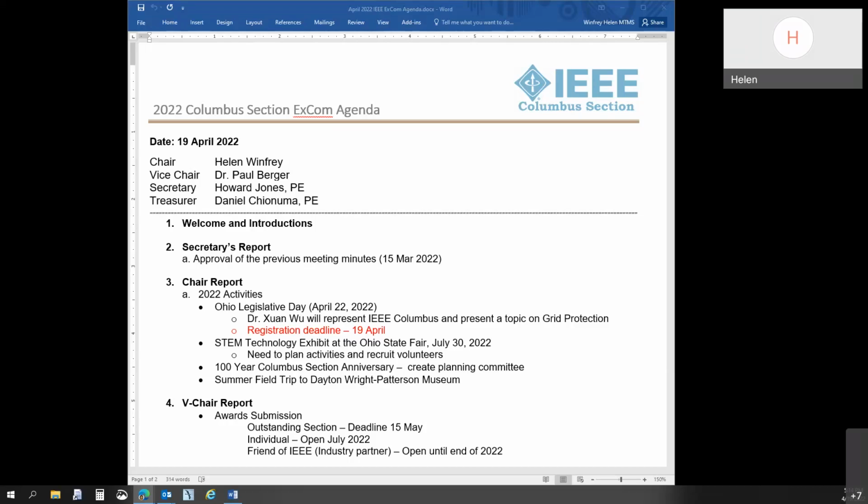But probably what we need to do is make sure that they're aware of some of these events early on so they can utilize them. I definitely don't want the section to be spending a lot of money for just a small group of people attending, and this is definitely a good opportunity for the section to learn what's going on in the legislation and get four credit hours towards the PE.